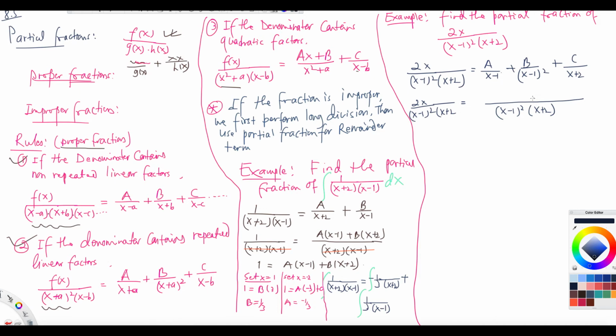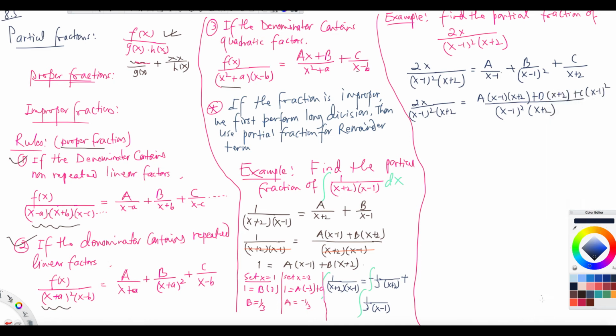It is like adding 1/2 plus 1/4 plus 1/5. If you are adding that, then the denominator will be 20, right? Because 20 is the smallest number that is divisible by 2, 4, and 5. It's like that. Now what you do is you divide this by x minus 1. What do you get? You get 2x equals a times (x minus 1) times (x plus 2) plus b times (x plus 2) plus c times (x minus 1) squared.